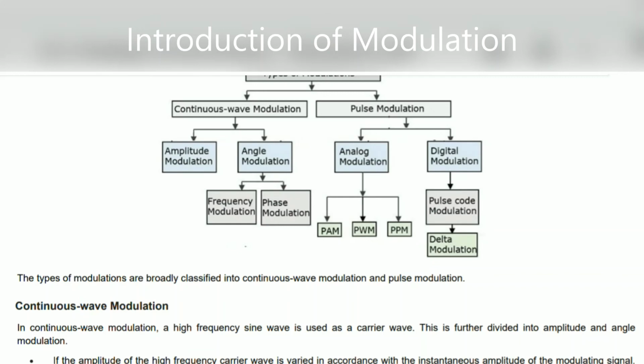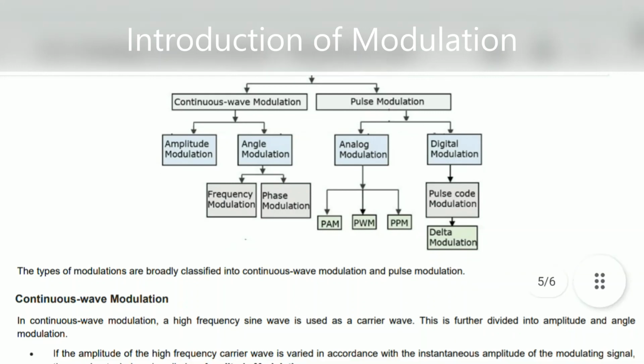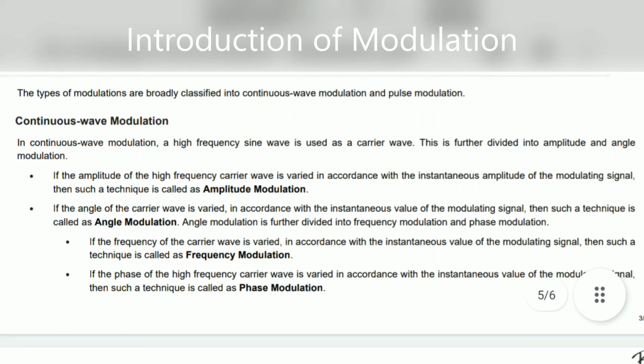In analog we have pulse amplitude modulation, that is PAM, pulse width modulation, PWM, and pulse position modulation, PPM. In digital modulation we have pulse code modulation, that is PCM, which is upgraded into delta modulation, and delta is also upgraded into adaptive delta modulation. So these are the types of modulation. Here the brief definitions of these types of modulation are given.